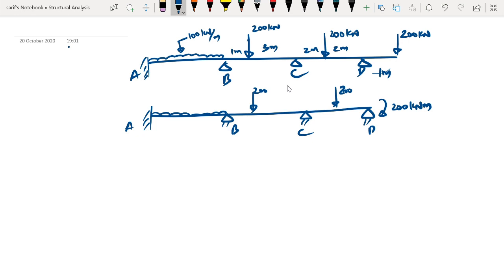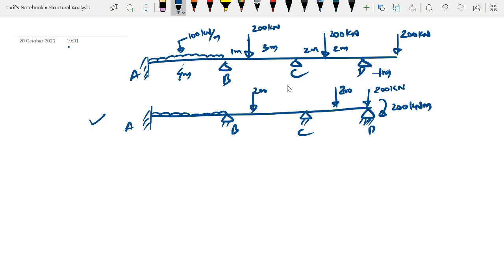Rather, we will transfer the overhanging moment to the support as 200 kilonewton meter. Also, the effect of this overhang is that you are going to have this 200 kilonewton coming at the support like this. This vertical load will be coming on the support. So we are transferring the effect of the overhang to the beam. Now the beam that we will be considering for analysis will be this one. For this beam, every detail is given.